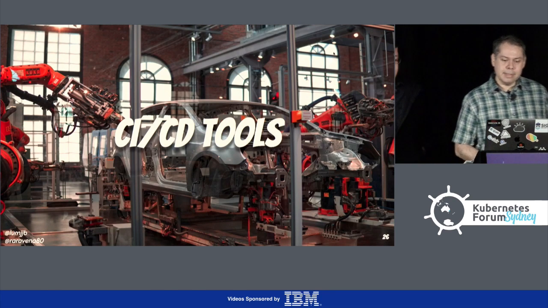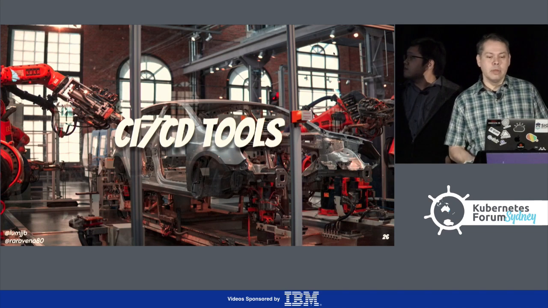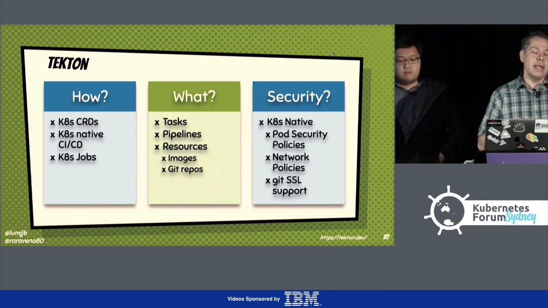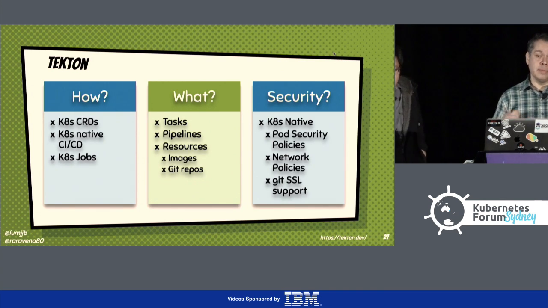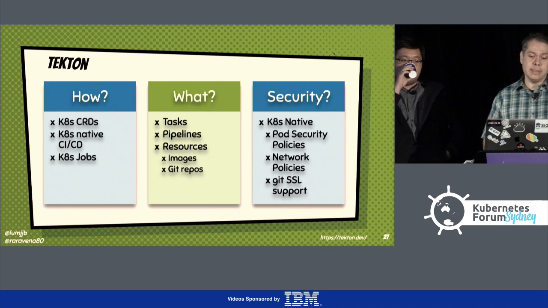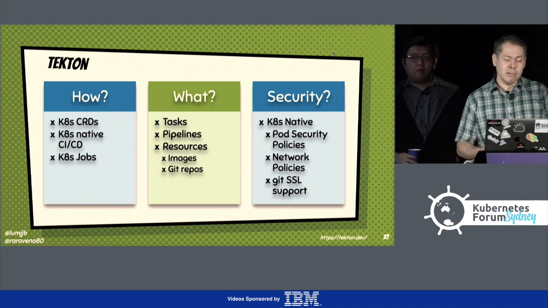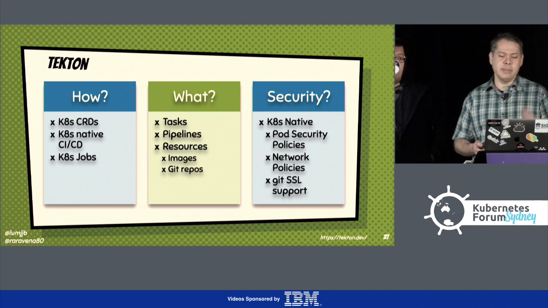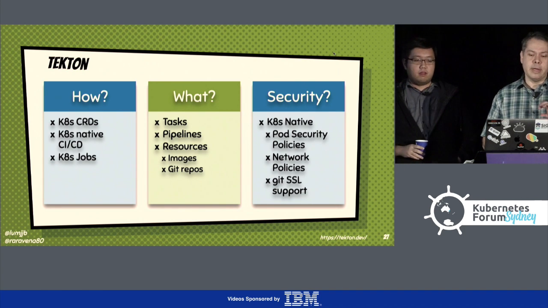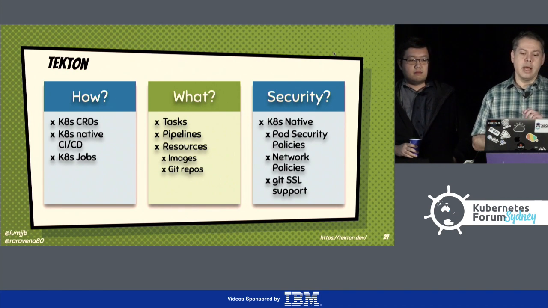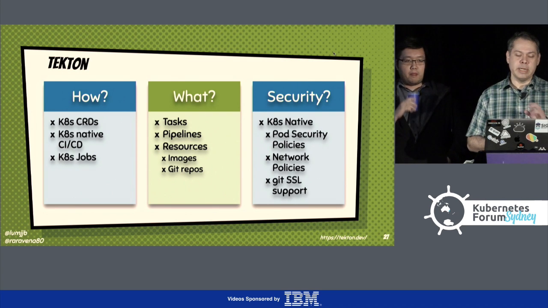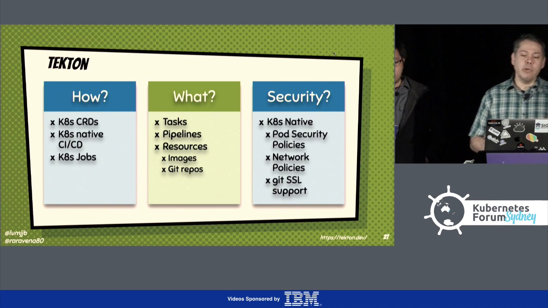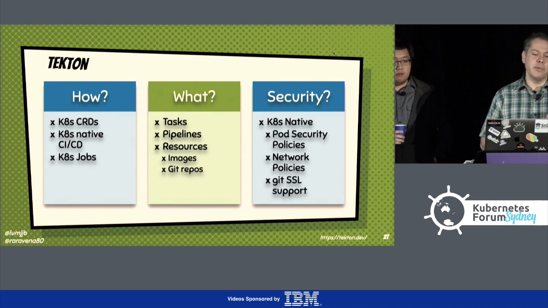Now let's talk about the CI/CD tools that you can use to put it all together. First, we have Tekton. So what is Tekton? Tekton is basically native Kubernetes pipelines. It has Kubernetes CRDs, and multiple CRDs. So you have pipelines, you have tasks, you have resources. And resources are specific to CI/CD workloads. So you can create images in the resources or Git repositories. And then you can have multiple pipelines. In these pipelines, you can have multiple tasks.